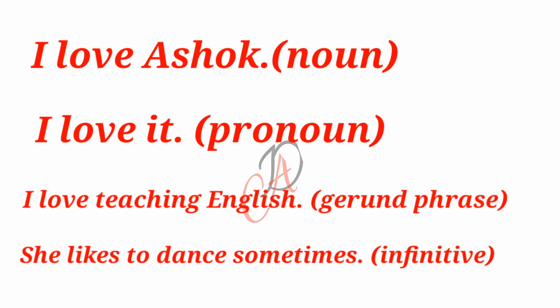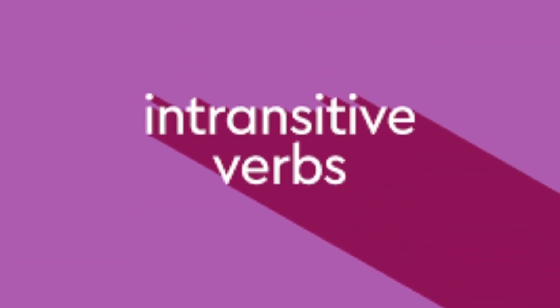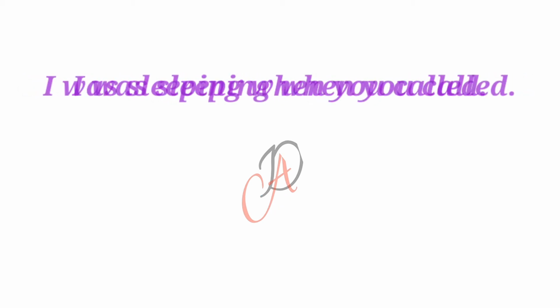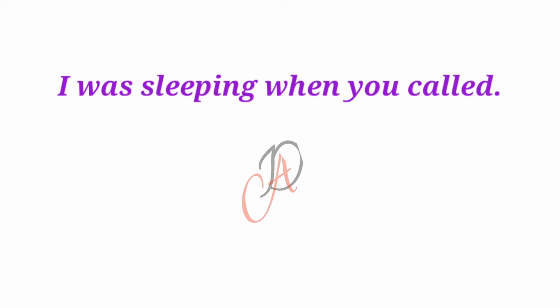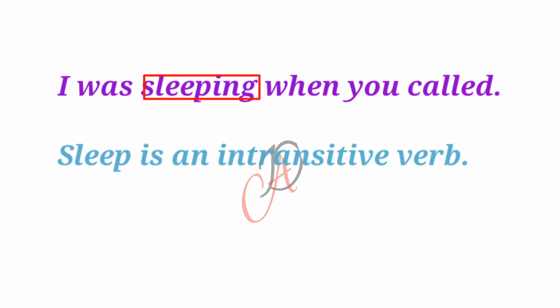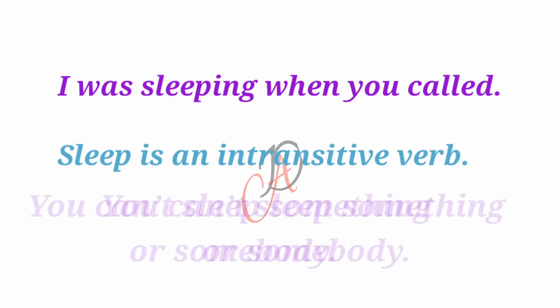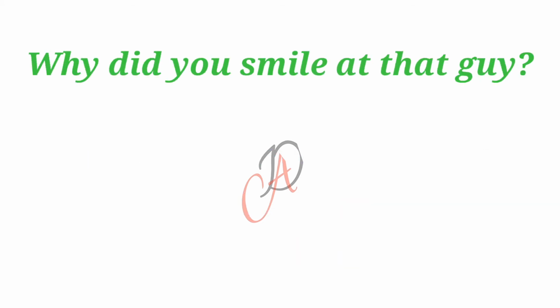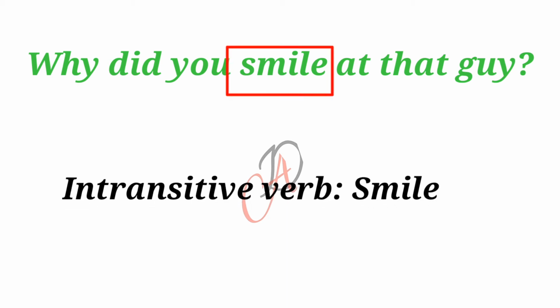And now we shall move on to the next verb, that is intransitive verb. An intransitive verb is an action verb that does not require an object. Let's understand this with the examples. The first one, I was sleeping when you called. Here, sleep is an intransitive verb because it can't take an object. You cannot sleep something or somebody. So let's move to the next example. Why did you smile at that guy? Smile is an intransitive verb because you don't smile something or somebody. You can do that at somebody or something.